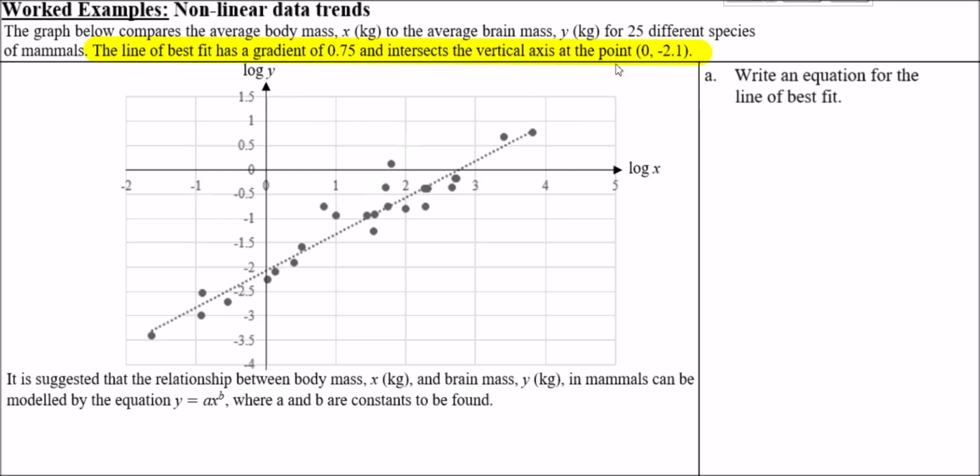Using the general idea of y equals mx plus c, we can use this information to just give our answer really quickly. So our y, if you like, is actually log y. Our m, the gradient, is 0.75. So y is the gradient multiplied by the variable. The variable is normally x, but now we're graphing log x, so it's going to be 0.75 log x, plus or minus the intercept. It's going to be a minus intercept here because it's minus 2.1. So it's going to be log y equals 0.75 log x minus 2.1.